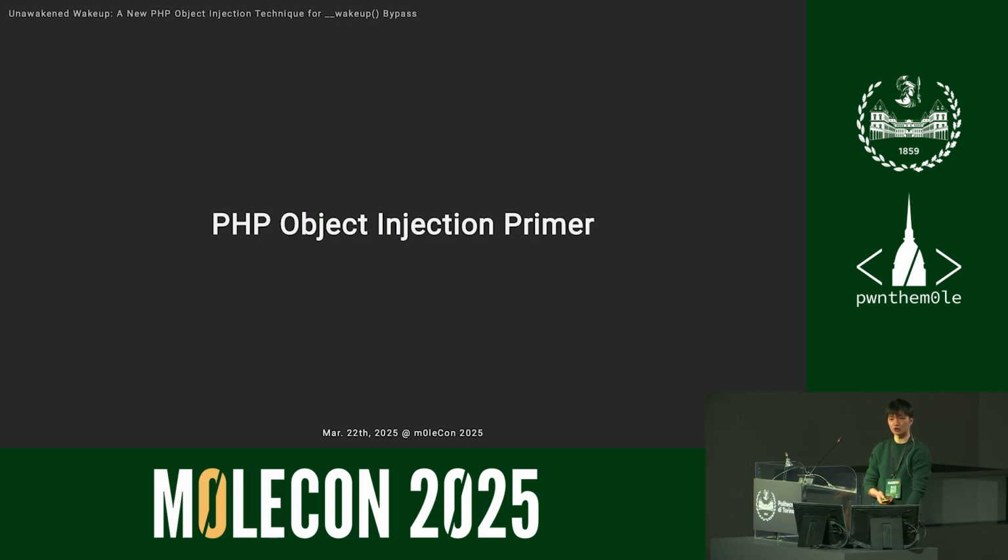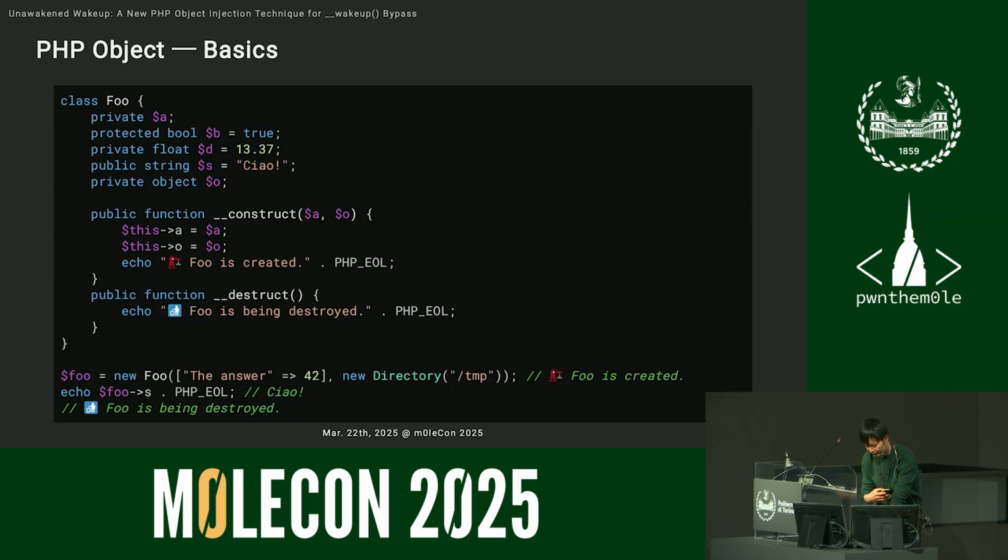PHP Object Injection Primer. But before that, let's quickly go over some important things about PHP objects that will come up later. Like in many other object-oriented programming languages, PHP objects are instantiated from classes and they are destroyed when no references are left or when the interpreter shuts down.